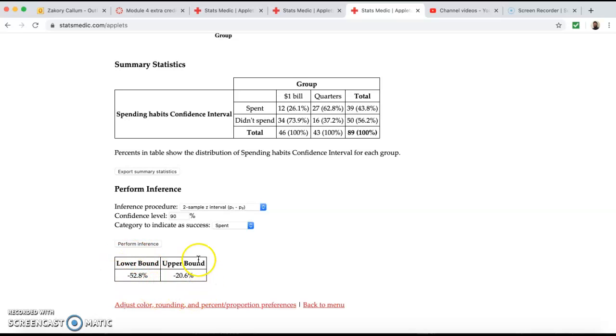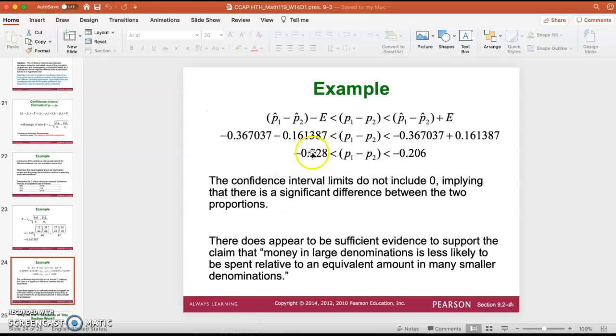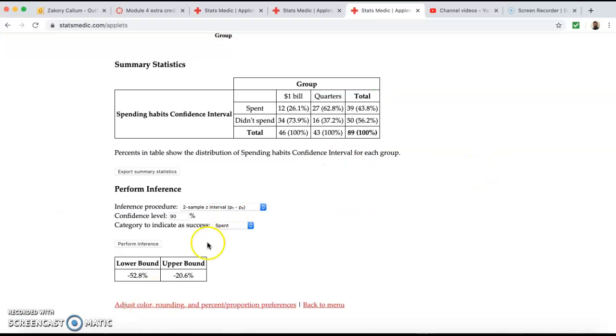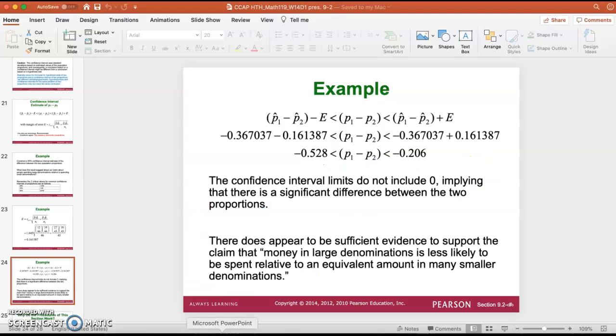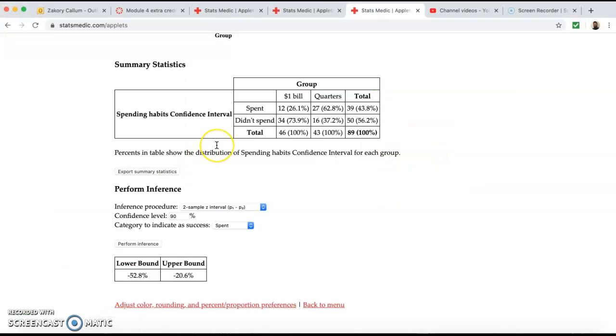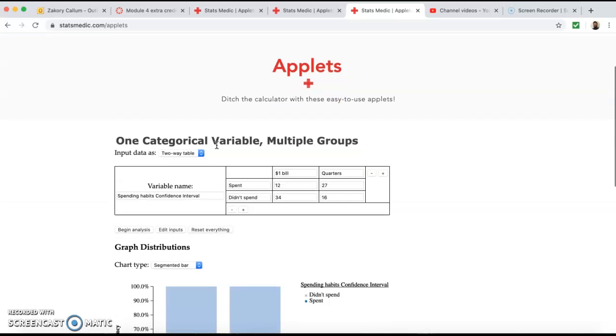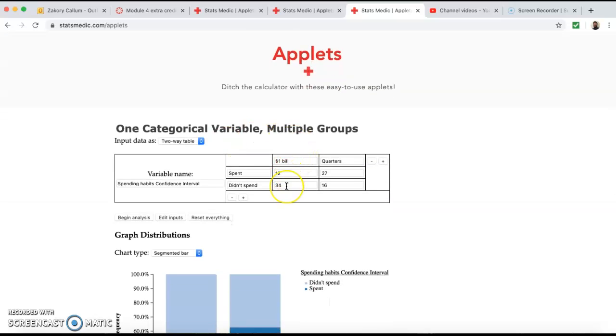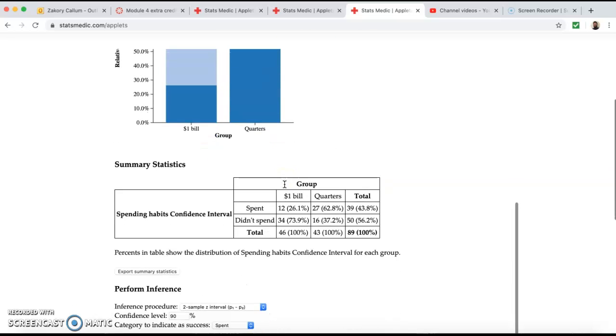It gives me lower and upper bounds, and it gives them in percentages, so negative 52.8%, which is the same as negative 0.528. And then for the upper bound, negative 20.6%, which is the same as negative 0.206. And again, just keep in mind when you type in the data, you don't type in the success and the total. You type in the success and failure. And a way to double check is the applet finds the totals down here for you.